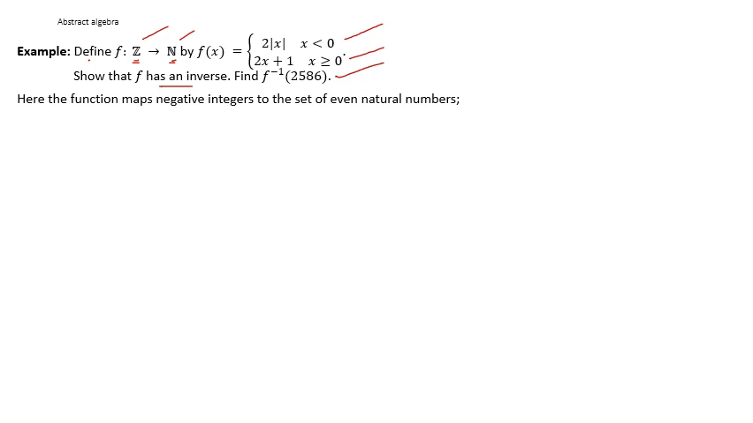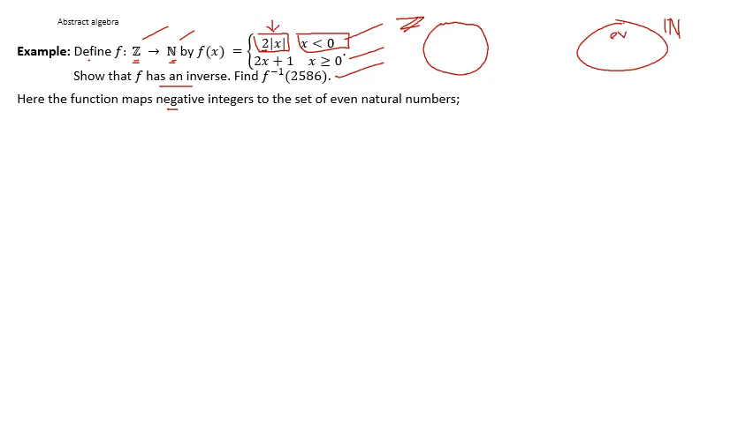Look at the nature of this function. Z is the set of all integers, which contains positive and negative integers. Our codomain is capital N, the natural numbers. What is the mapping doing? For any negative integer, when x is less than 0, the absolute value of x is positive, and 2 times that value is a positive natural number. Not only that, because of the multiplication by 2, it becomes an even number.